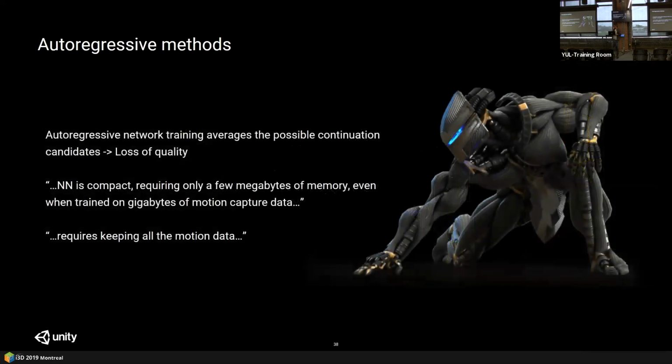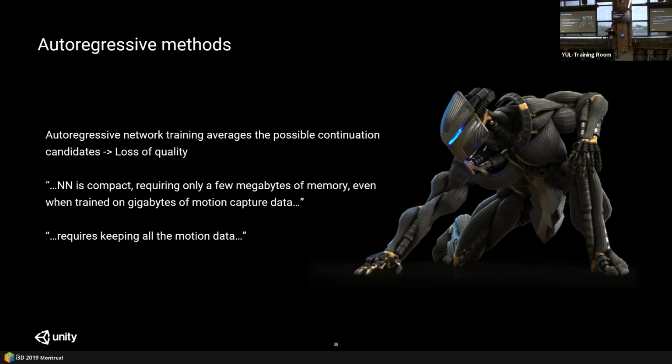And that's actually a quote from one of the papers: "Neural network is compact, requiring only a few megabytes of memory, even when trained on gigabytes of motion capture data." Well, that's true. The size is determined by the size of the network, the memory size.